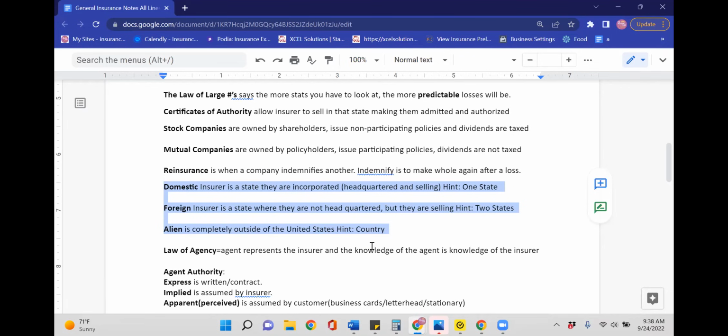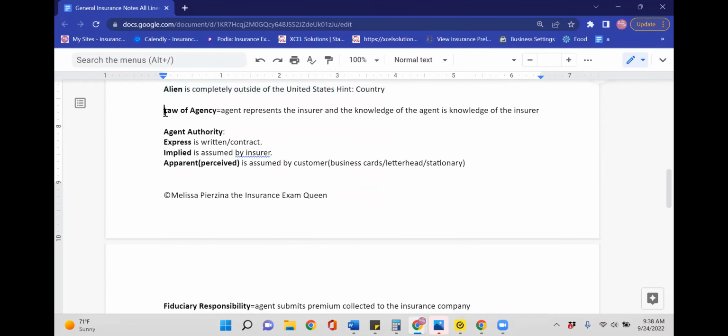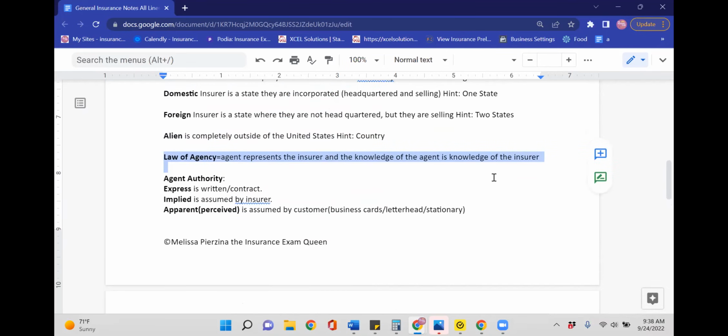Okay. All right. Now, law of agency. So this is kind of going into your job as an insurance agent. When you work for a company, when you're selling for them, you are under the law of agency.